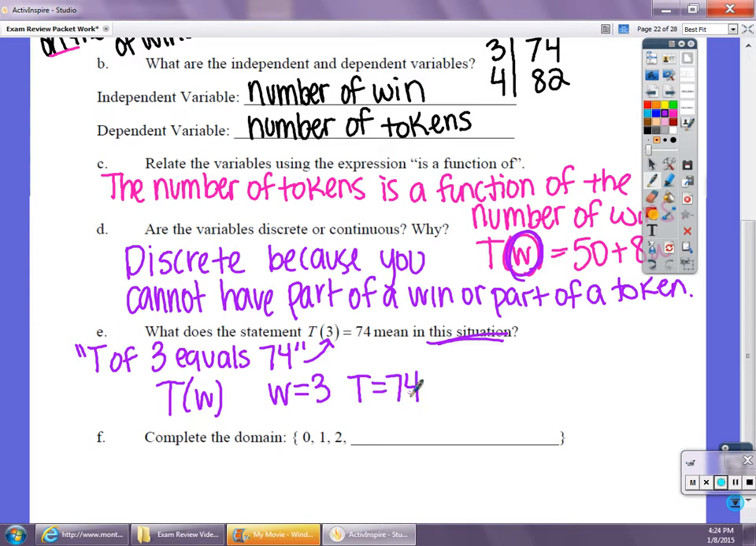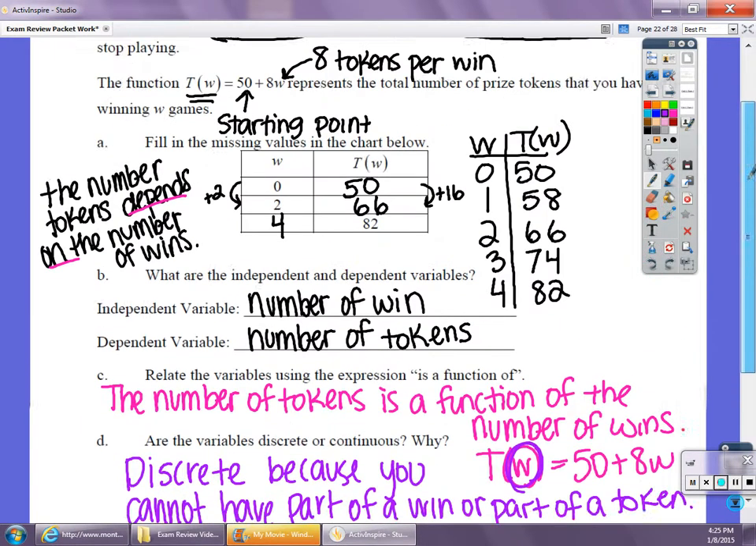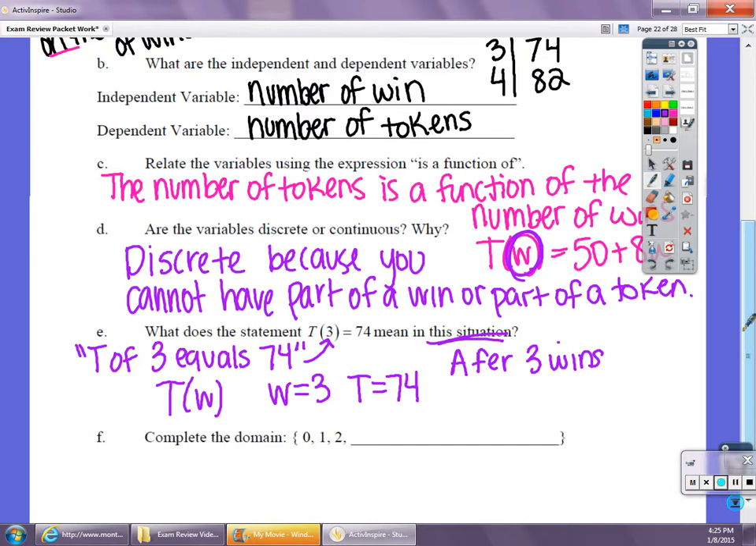So to put that into words, we're going to say after 3 wins, person here, you will have 74 tokens.